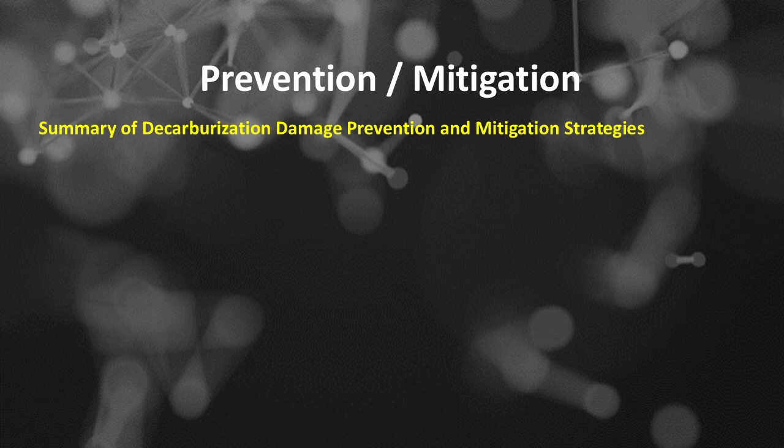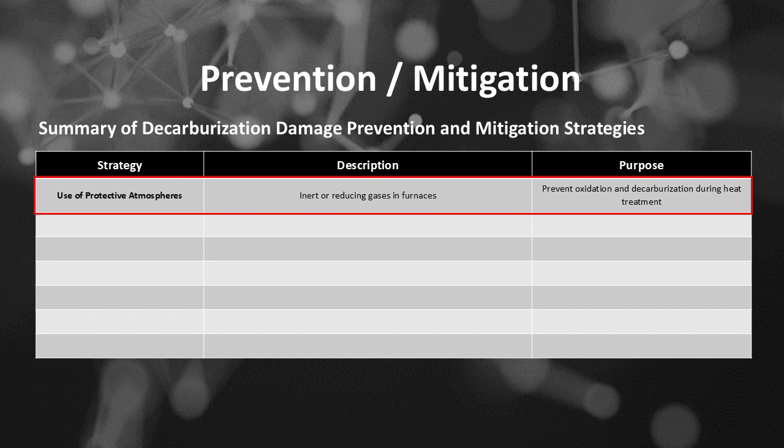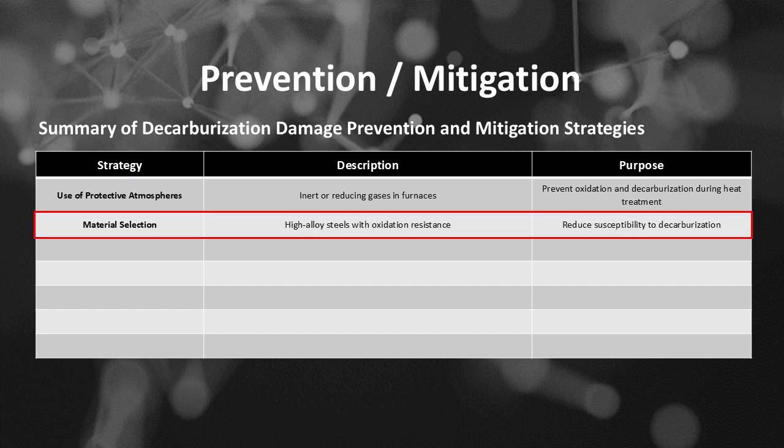Summary of decarburization damage prevention and mitigation strategies. If the strategy in use is protective atmospheres, that is described as inert or reducing gases in furnaces, and its purpose is to prevent oxidation and decarburization during heat treatment. If the strategy in use is material selection, that is described as high alloy steels with oxidation resistance, and its purpose is to reduce susceptibility to decarburization.